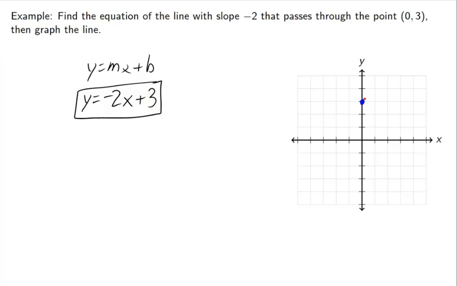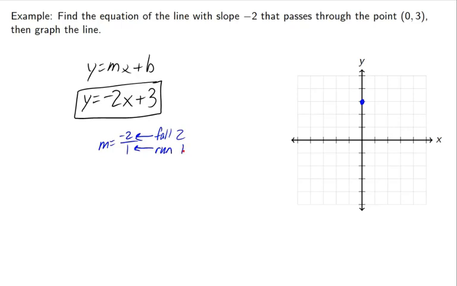And then my slope is -2. So think of it like this: m equals -2 over 1. So we're going to fall 2, or go down 2, and run 1. And by the way, this is a very common question that sometimes comes up.